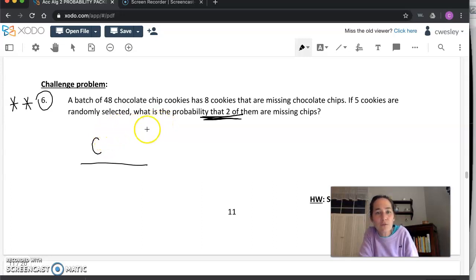We want 2 of them to be missing chips. Well, how many ways could we get 2 of these 8 that are missing chips? Let's go 8C2. This is the way to pick 2 that are missing chips.